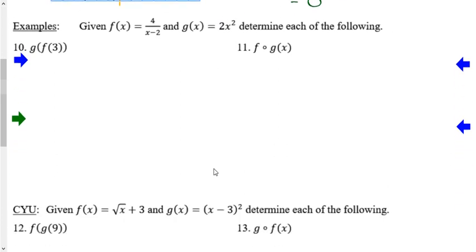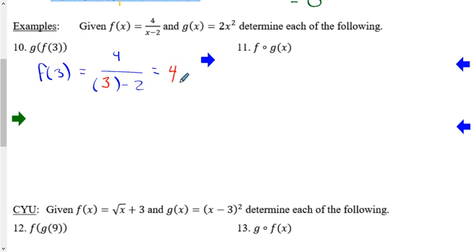Question number 10. I want to find g of f of 3, where I'm given this function f of x, 4 over x minus 2, and g of x, 2x squared. Well, I'm going to start here with finding what is f of 3 equal to. So I take this and I replace all the x's, there's only one x, with a 3. And so that gives me 4 over 3 minus 2, which is 4 over 1. Looks like it's just a 4.